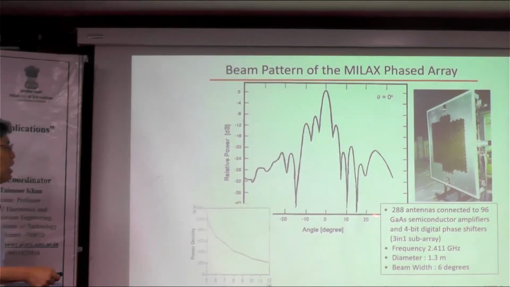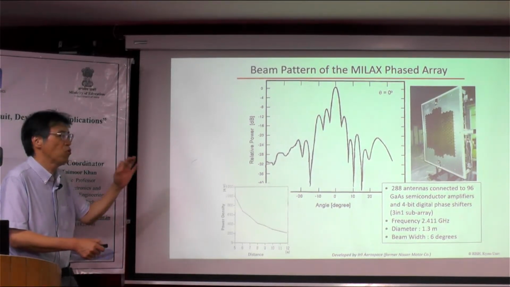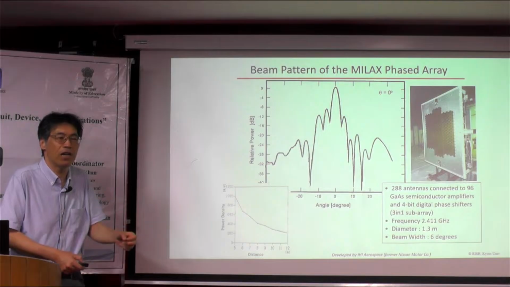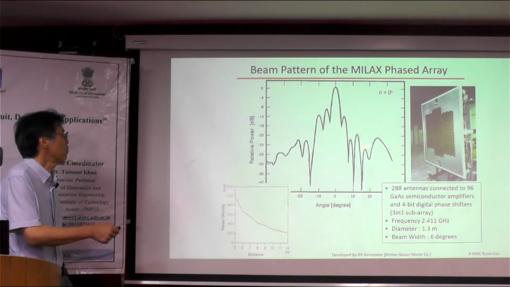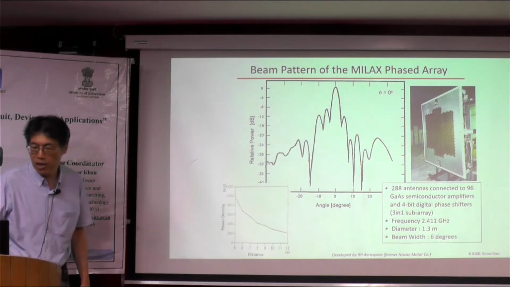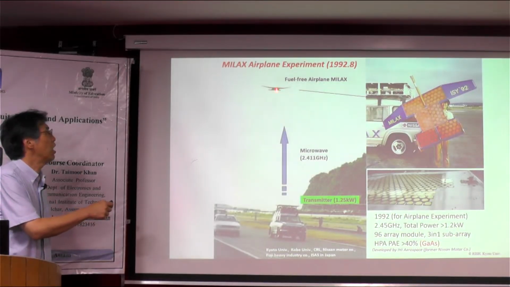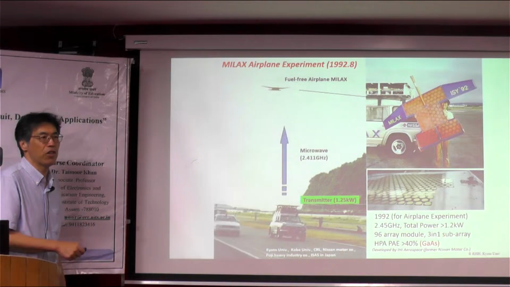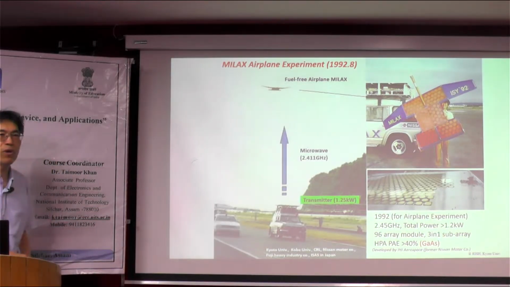And we installed 228 antennas. And for each 3 antennas, we installed 1 phase shifter and amplifier, etc. So as a result, this is the measurement data of the beam form, and we can control the beam direction. And so at last, we could fly this fuel-free airplane named MILAX about 30 years ago. So this is the world's first phased array developed mainly for wireless power transfer in the world.